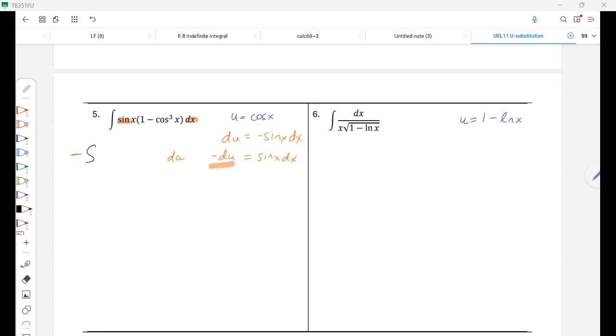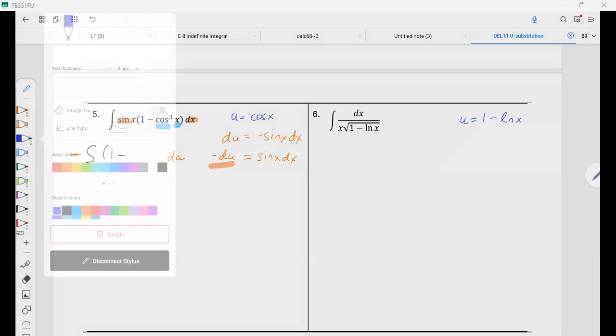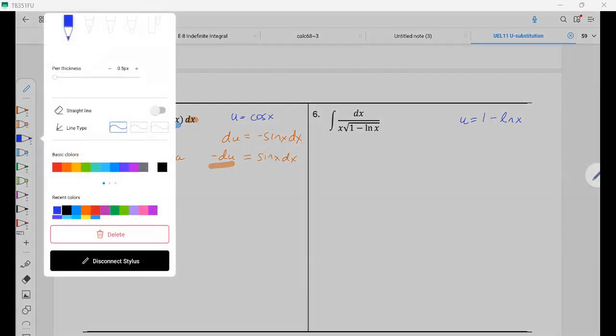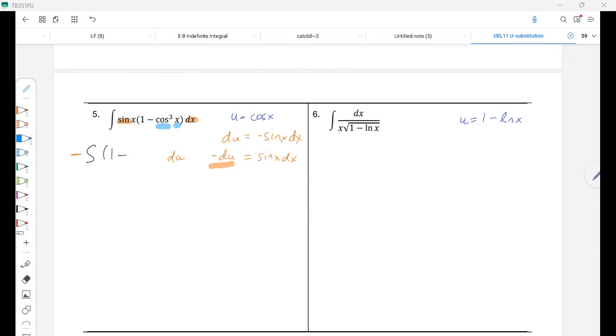Okay? And then it's just a matter of taking the 1 minus cosine cubed x and replacing the cosine x with u. So we have the integral of 1 minus, let's see if I make this blue just a hair lighter. I'm going to go with this lighter blue here. That's what I want to match my thing. 1 minus u cubed.